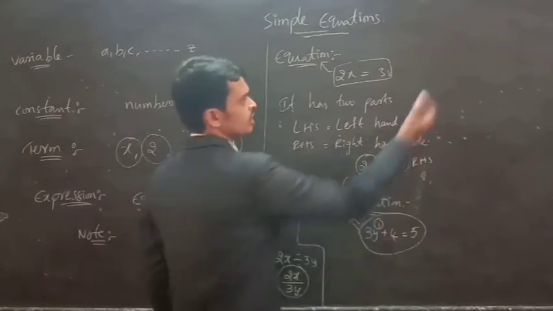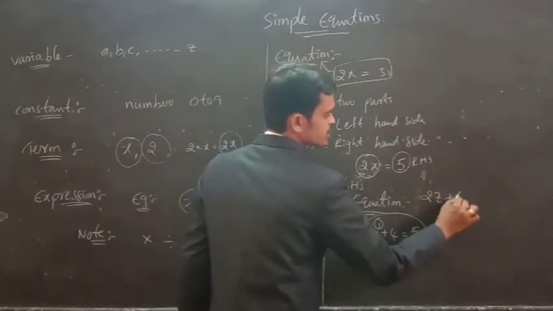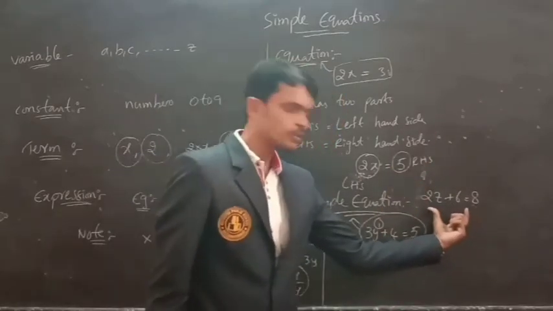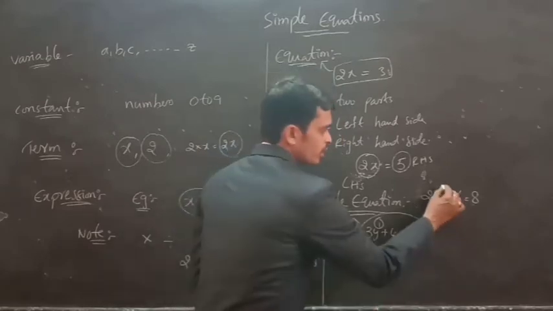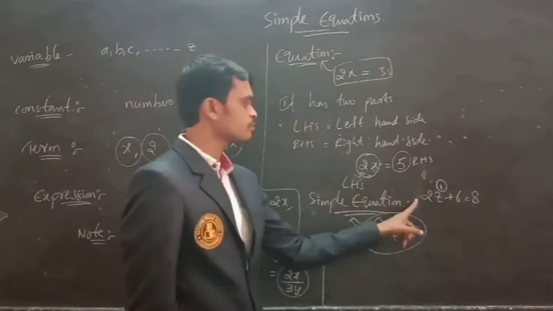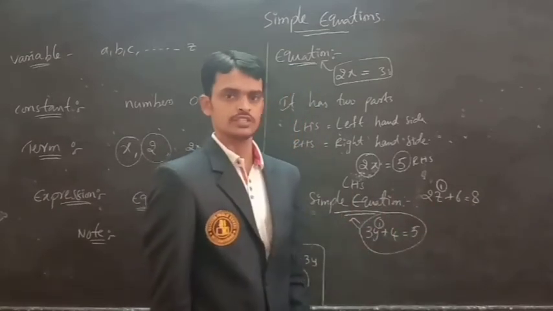Let us take one more example for simple equations: 2z + 6 = 8. This equation consists of one variable with degree 1. So such equations are called simple equations.